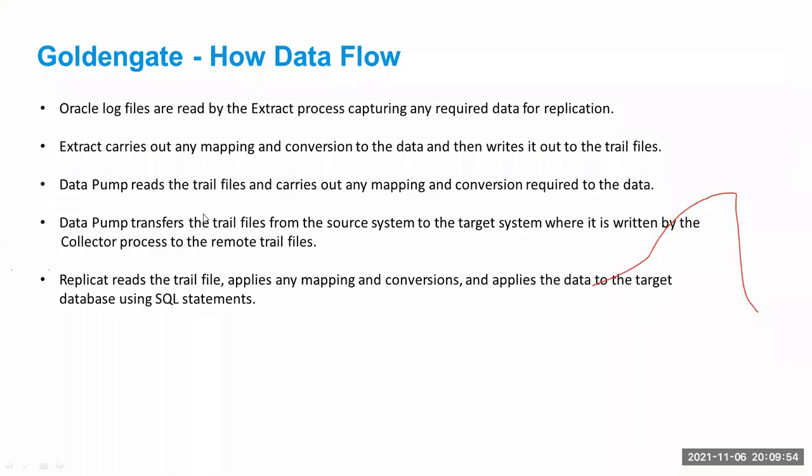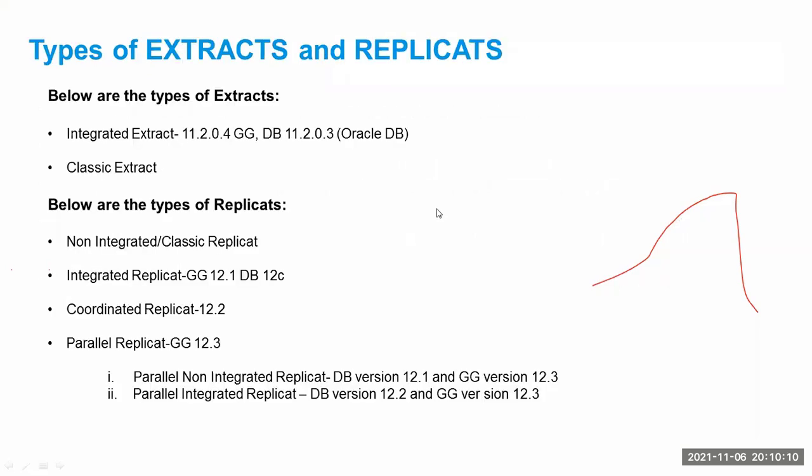Then data pump transfers the data from the trail file from the source system to the target system, where it is written by the collector process to the remote trail. Then the replicate process reads the trail file, applies any mapping and conversion, and applies the data to the target database using SQL statements. So there are different types of extracts and replicates available.